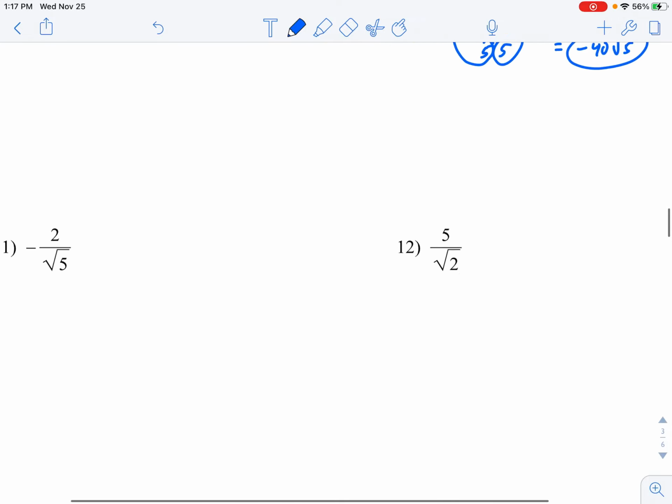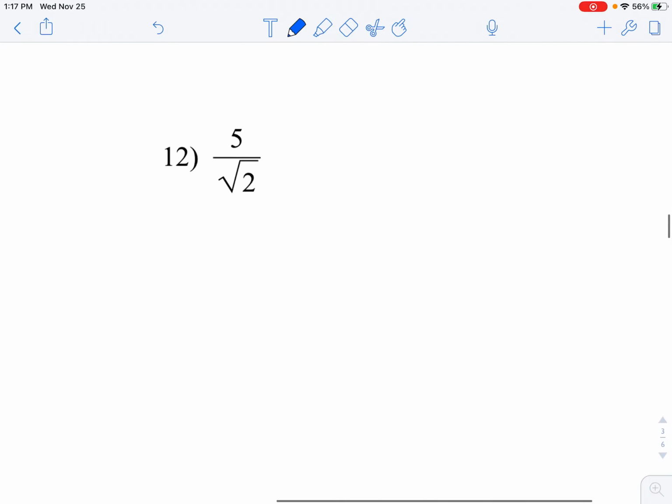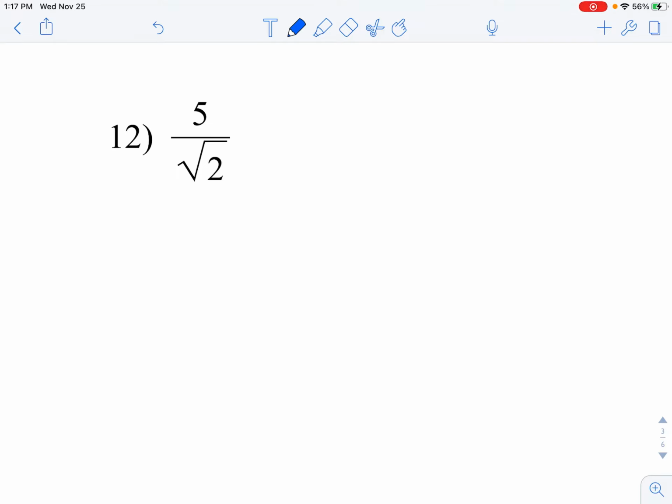Now we're into rationalizing. This is where we have a radical in the bottom of a fraction, and it's not allowed to be there. Just like rationalizing imaginary numbers, where you multiply by i over i, we're going to multiply by, well, whatever that is. So we multiply by square root of 2 over square root of 2. On top, we have 5 times square root of 2. That's just 5 square root of 2.